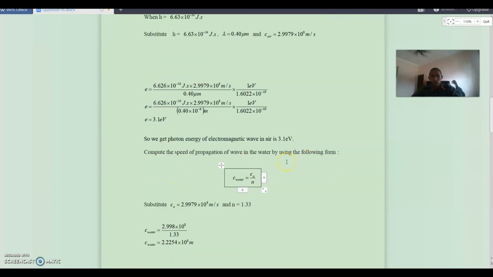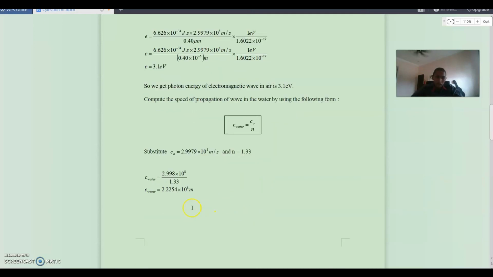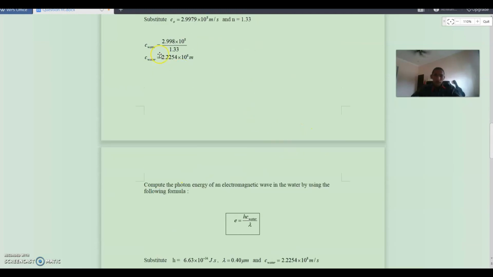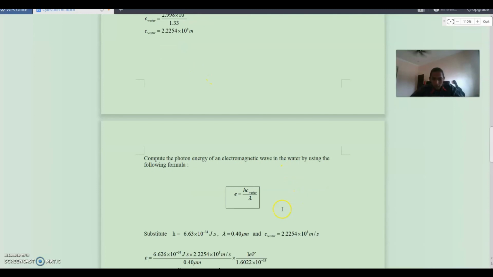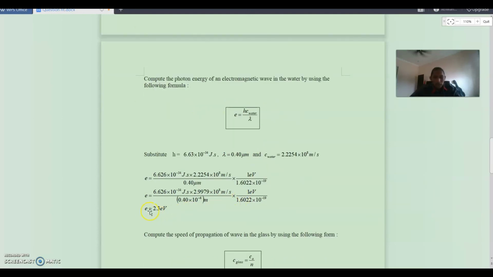The next medium is the water. We compute the speed of propagation of the wave in the water using the same formula, with the speed of light and the refractive index for the water given by the question. n is equal to 1.33, and we get the speed of propagation of the wave in water as 2.2254 to the power of 8. When we substitute this speed into the formula of photon energy in the water, we get the photon energy of 2.3 eV.